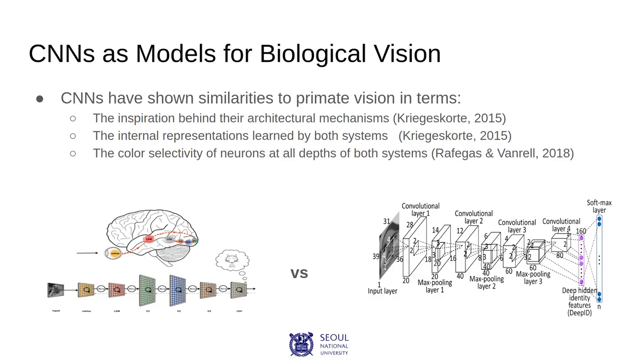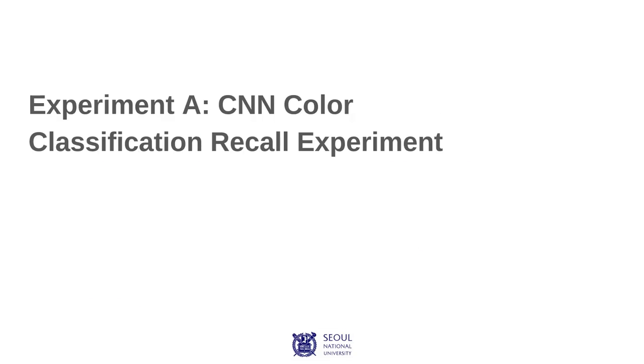This is actually a reasonable question to ask because research has shown that there are similarities between CNNs and biological vision, both in terms of the inspiration behind their architecture, the internal representations learned in both systems, and also the color selectivity of certain neurons in both human vision and CNNs. So we investigate hierarchical preferences for colors in neural networks over two experiments.